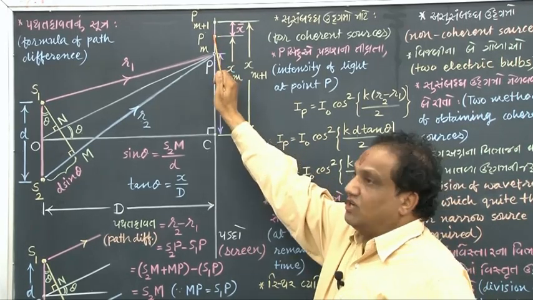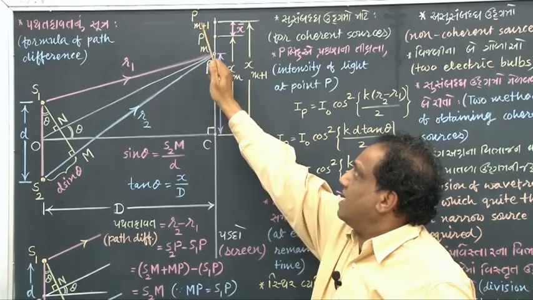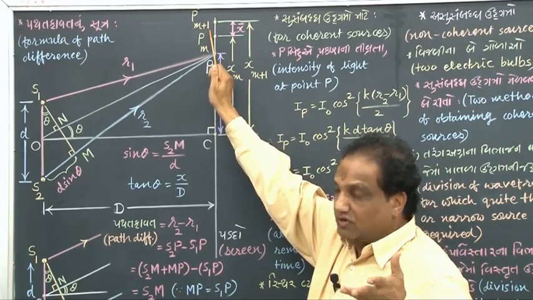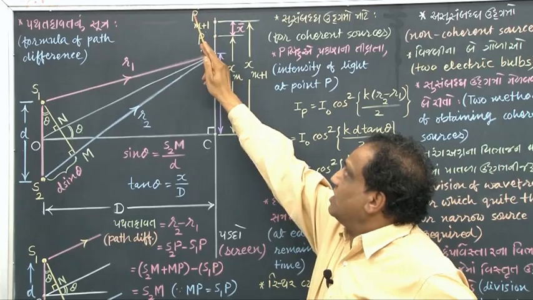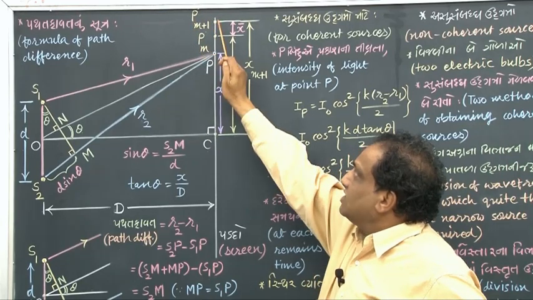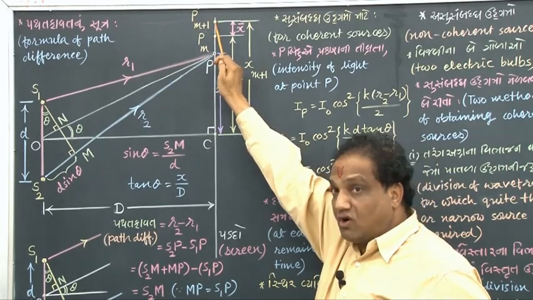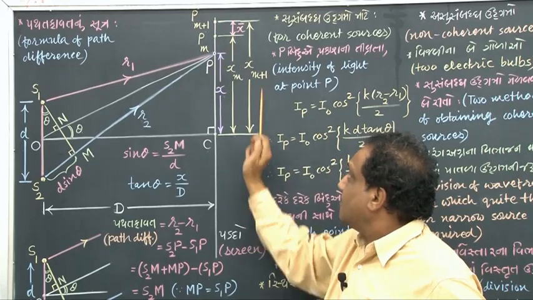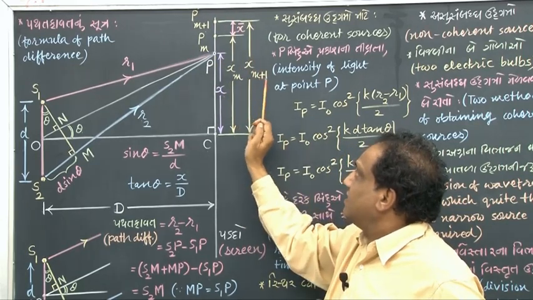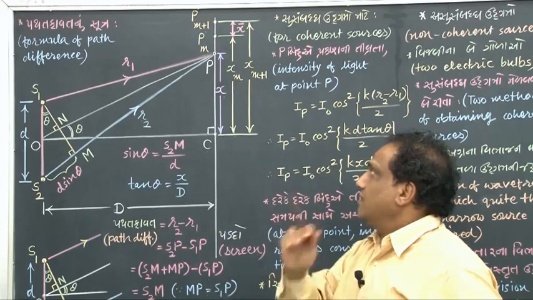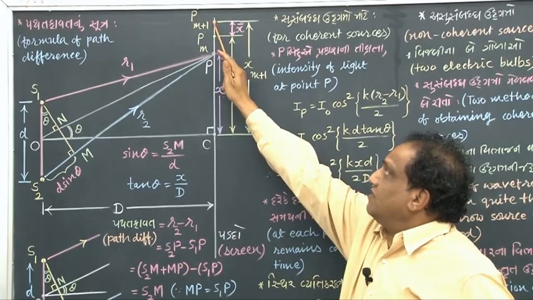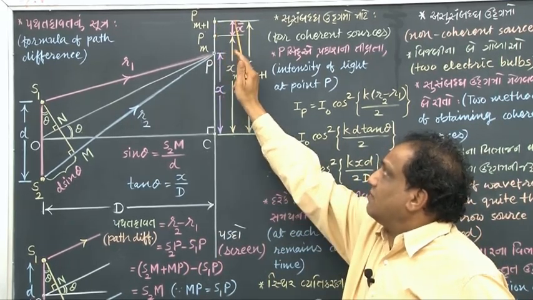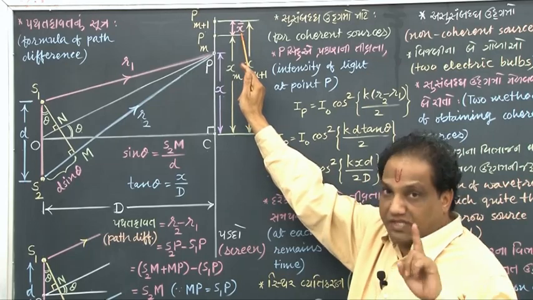And after M, what is the next order? After M it will be M plus 1, correct? Next consecutive order would be M plus 1. So this point is P M plus 1, and the distance of this M plus 1th order bright fringe from the central bright fringe I am taking as x M plus 1, correct? Now tell me, what is the distance between two consecutive bright fringes? Suppose it is x bar.